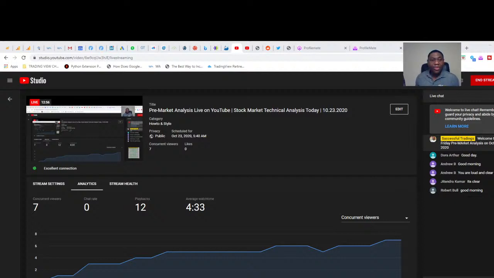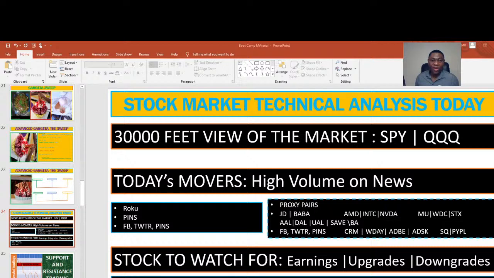All right, so let's switch gears. Do we switch screen? Hopefully it allows me to do that. So, what is this showing? The stock market technical analysis for today. A 3000 feet view of the market through the lenses of QQQ and SPY. What worked yesterday? We're going to talk a little bit about that, and then what to look for in terms of today's movers, and where we can provide opportunities to make money.